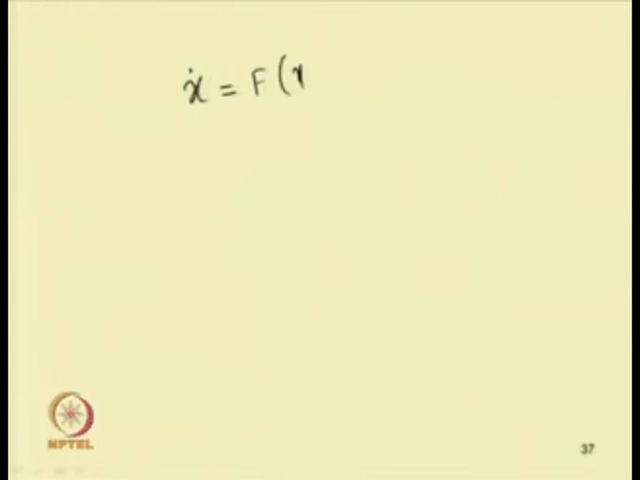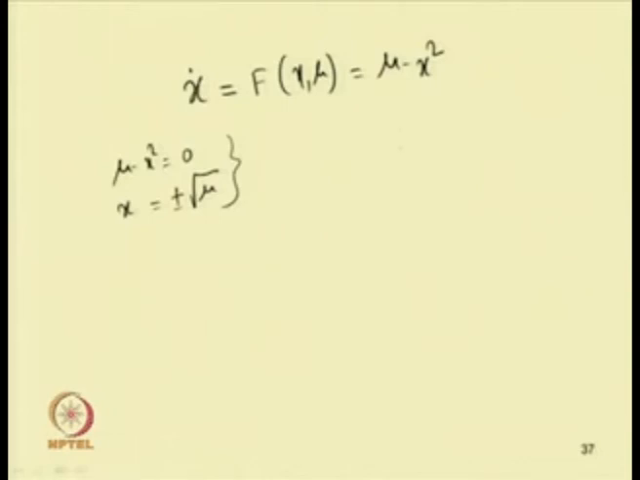So, let us take this example x dot equal to f(x, mu), where f is equal to mu minus x square. At the equilibrium point x dot will be equal to 0. So, mu minus x square equal to 0, and in this case we can find x will be equal to plus minus root over mu.